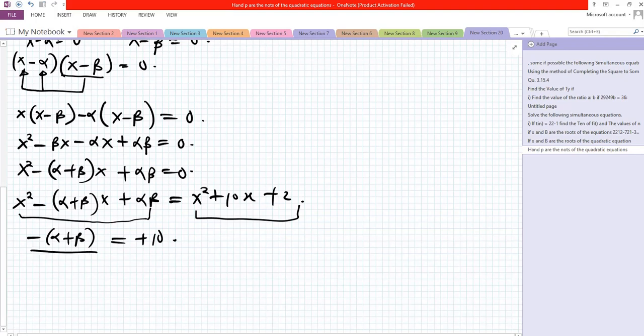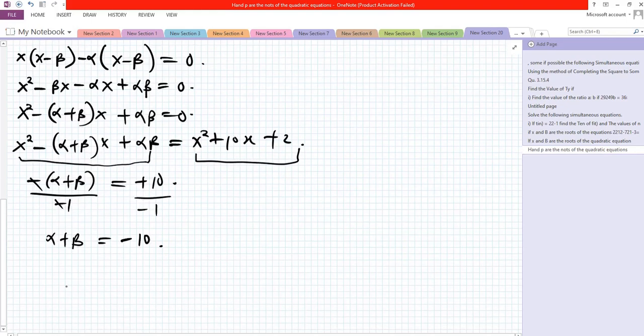Now if we divide all through by minus 1, minus divided by minus becomes plus, so you have alpha plus beta. Plus 10 divided by minus 1 gives you minus 10, so alpha plus beta is equal to minus 10. Then the constants will be equal, so alpha beta is equal to 2. So we have gotten two expressions.